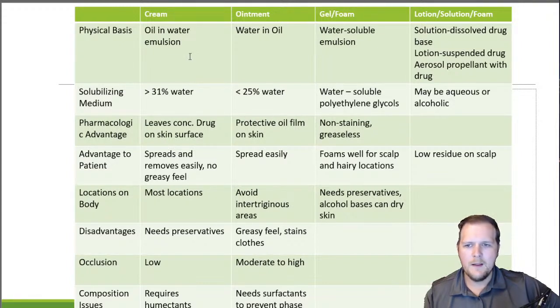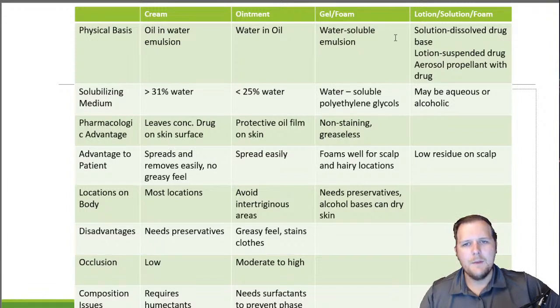Versus with a cream, it's going to be able to spread more easily, it can be washed off more easily, it doesn't leave that greasy feel, it's not going to stain your clothes, but it has relatively low occlusion, so it may not stick around for as long, right? So there are good things and bad things about all of these. It just depends on what's going on with the patient and what they need.